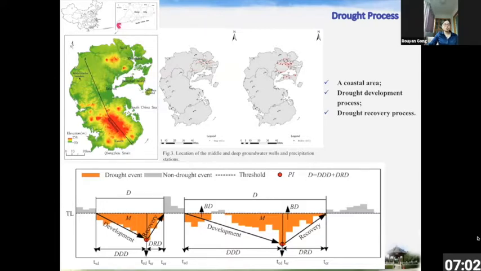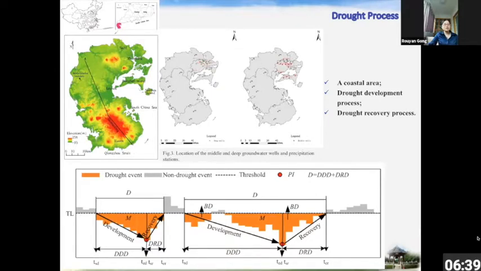Extract drought characteristics by run theory. D is the number of drought months. M is the cumulative deficit during the drought. Pi is the minimum absolute value of the drought index during the drought. BD, the bridge drought, is the drought event.